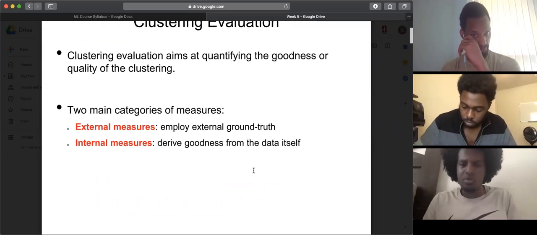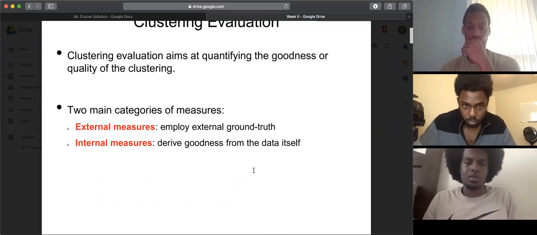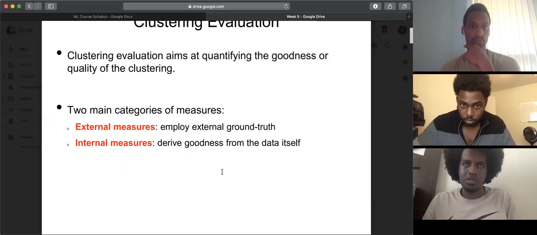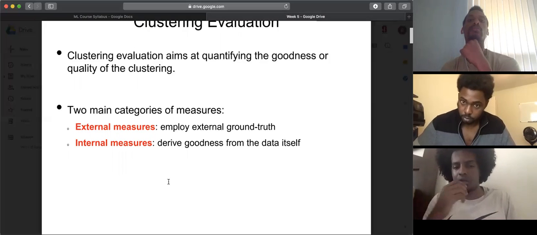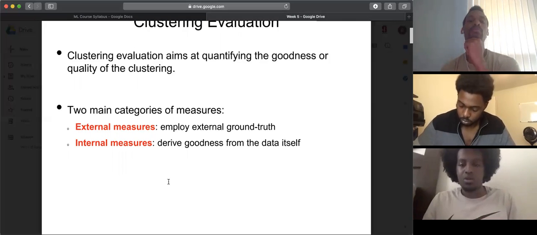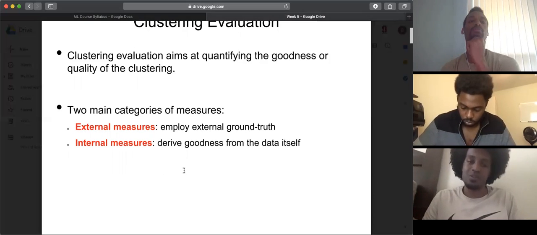You'll see external measures primarily like that's all supervised learning, at least for neural networks. This is when you have a data set of observations and you also know what the expected outcome should be for each of those observations. Internal measures are like deriving goodness from the data itself. This is when you don't have the external ground truth, and so unsupervised learning tends to take advantage of these types of measures.